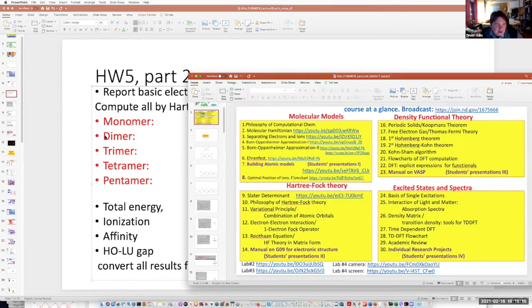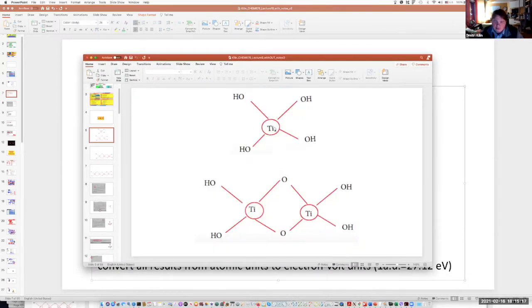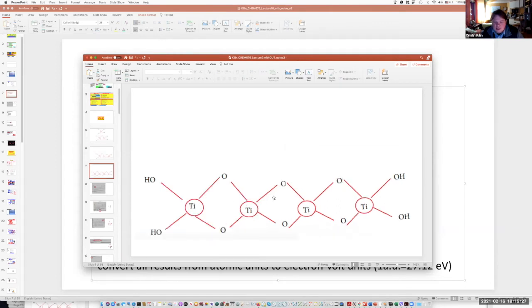Let me quickly show. So here is the monomer, just by hand drawing. Here is the dimer, right? Here is the trimer. Here is the tetramer, and you get the concept, right? So each titanium is connected to 4 oxygens. Each oxygen is connected to 2 titanium. And intermediate oxygens are connected only to titanium, terminal oxygens are connected to hydrogen.